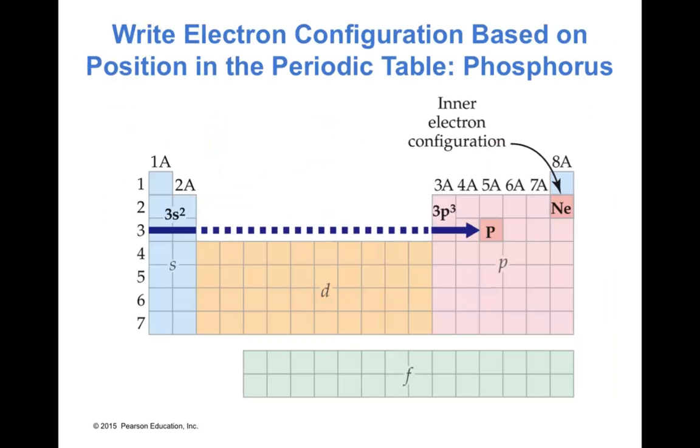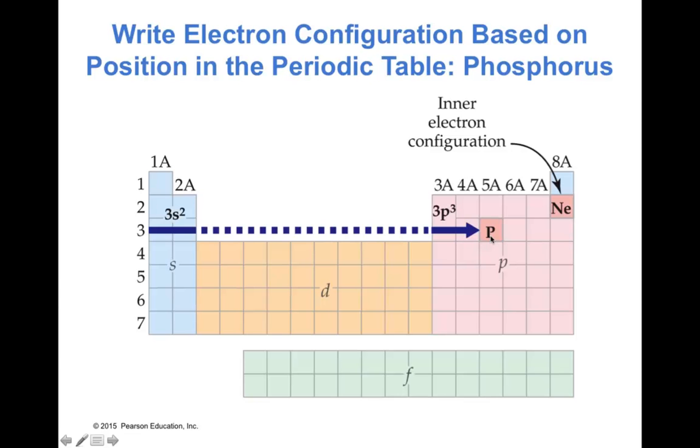We can see that the organization of the periodic table allows us to write the electron configuration for any element based simply on its position in the periodic table. For example, suppose we want to write the electron configuration of P, phosphorus. The inner electrons of phosphorus are those of the noble gas that precedes phosphorus. The noble gas before phosphorus is neon, so this has all the inner electron configuration for phosphorus. We can represent the inner electrons with the symbol of neon in brackets.